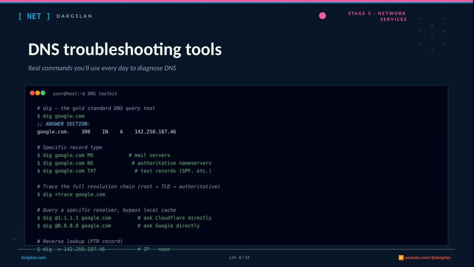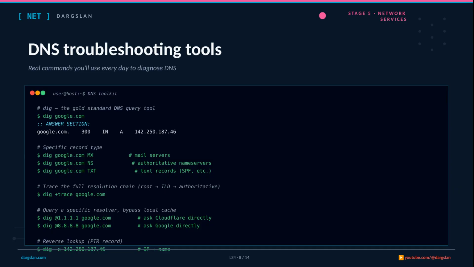The tool you'll reach for again and again is dig. A plain query to google.com returns an answer section showing the A record, its TTL of 300 seconds, and the IP. Add a record type like MX, NS, or TXT to ask for mail servers, authoritative name servers, or things like SPF entries. The +trace flag walks the full chain from root to TLD to authoritative, letting you watch the journey we just described.